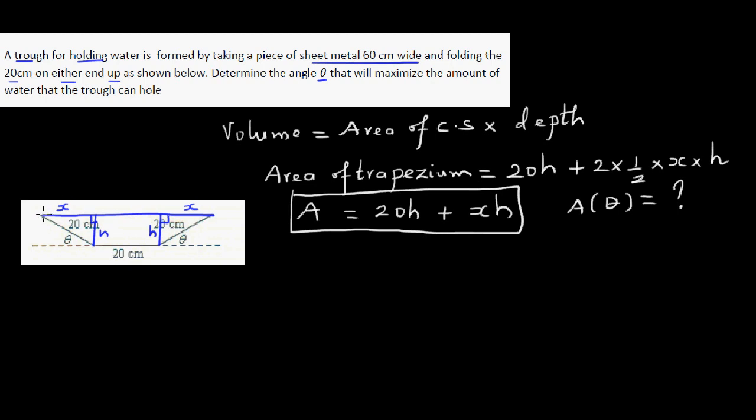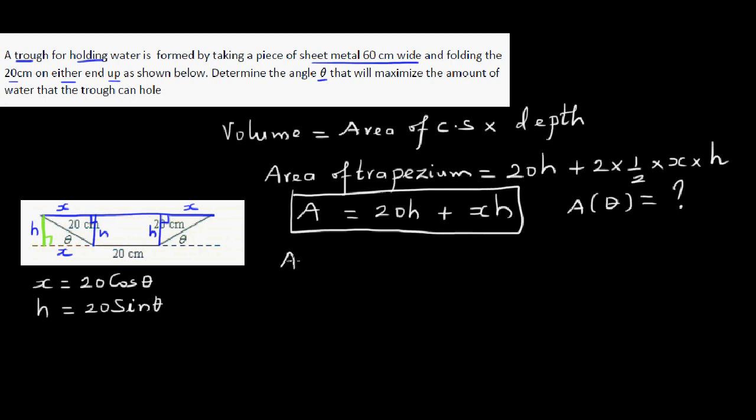Well, what can we do? Let's use SOH CAH TOA. This is something that you should know. So if this is x, this is going to be x, and if this is h, this is also h. Using SOH CAH TOA, what can we say? x is adjacent, so x is 20 cos theta, and what is h? h is opposite, so that is 20 sine theta. That's all, and this is the main thing, to see x and h in terms of theta.